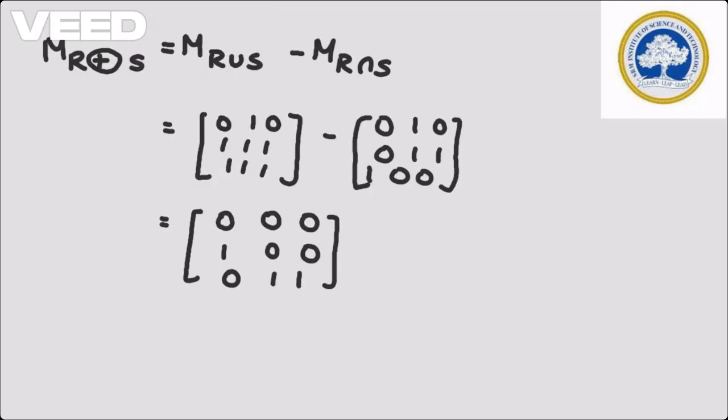Next, we will move on to the symmetric difference. Matrix representation of R symmetric difference S is nothing but MR union S minus matrix representation of R intersection S. Here also we will subtract the corresponding elements of the two matrices. 0 minus 0 is 0 and 1 minus 1 is 0, 0 minus 0 is 0. Similarly, for the second row, 1 minus 0 is 1, 1 minus 1 is 0, 1 minus 1 is 0. For the third row, 1 minus 1 is 0, 1 minus 0 is 1, 1 minus 0 is 1.